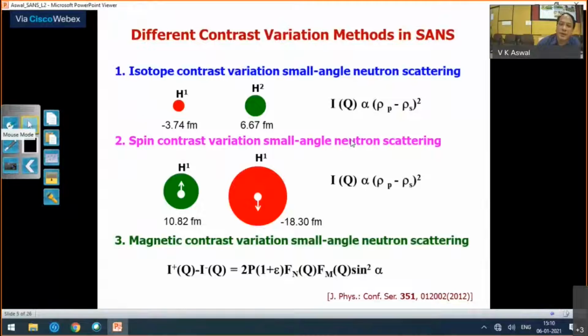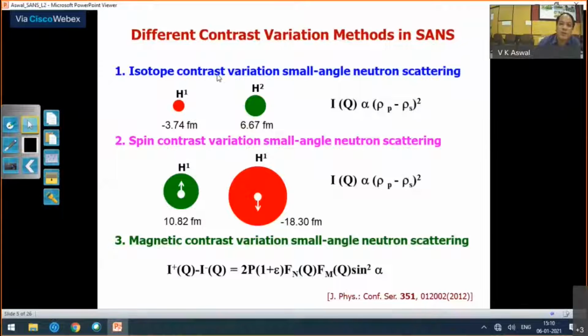So in the case of neutron scattering, how do you vary this contrast? How do you simplify the systems? There are three important techniques which are used for this purpose. First is called isotope contrast variation.